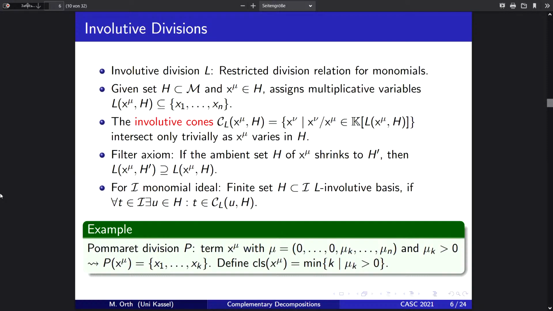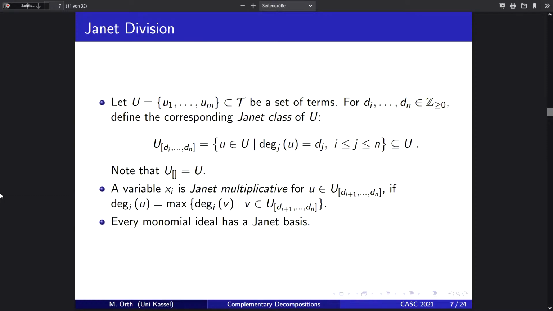You look at a term x^μ, and you say that the class of this term is the minimal index k for which the variable x_k divides this term, and then you assign the variables x_1 up to x_k to it. Most importantly, there is another division called the Janet division. We use this for our complementary decompositions.